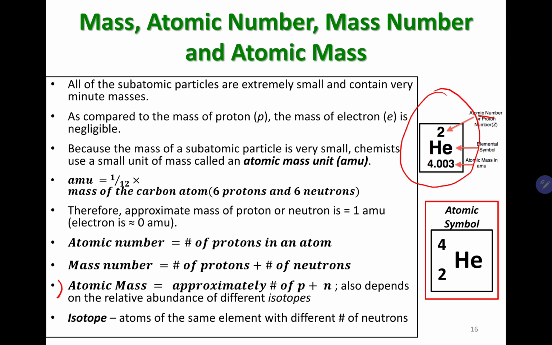So atomic mass is basically the average mass of an atom, and it is approximately the number of protons and neutrons. But here's the thing, different isotopes have different numbers of neutrons. That is why this is always a decimal number. It depends on the relative abundance of different isotopes. We will do a simple math problem in a future slide, and you will understand this concept better.